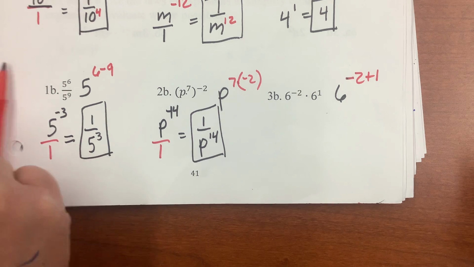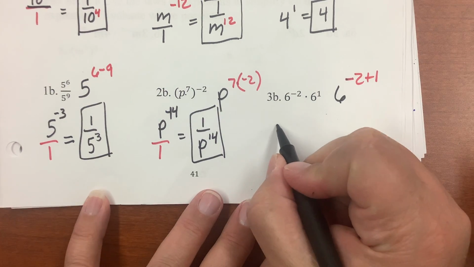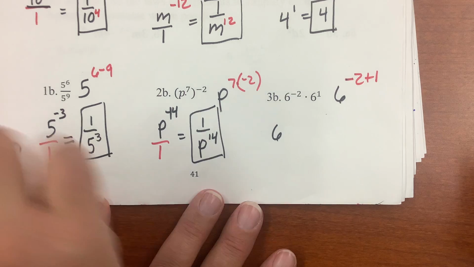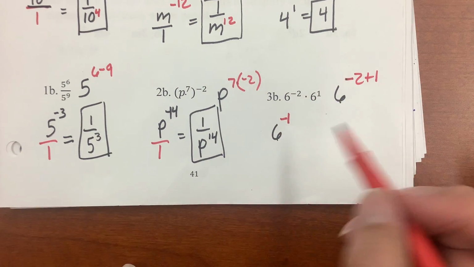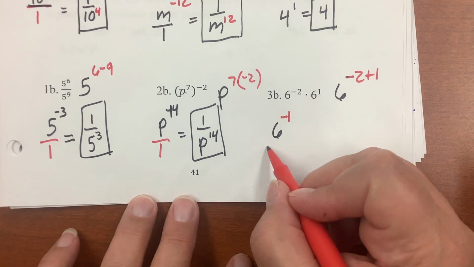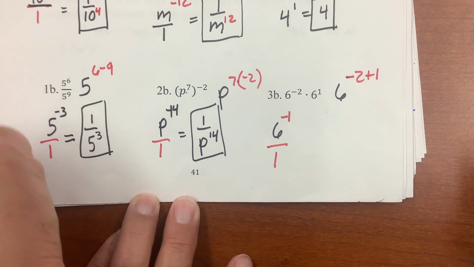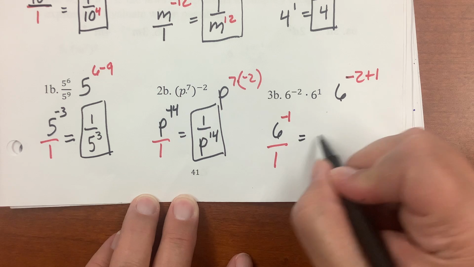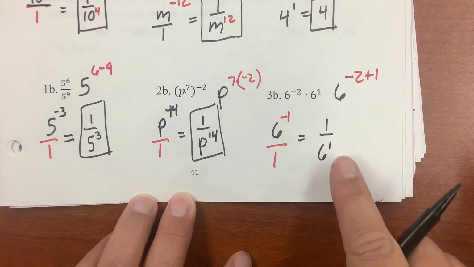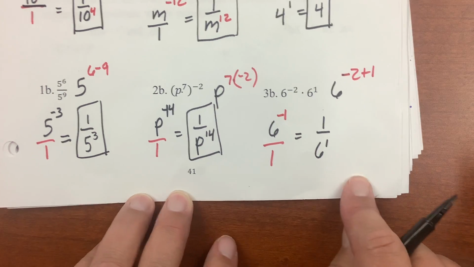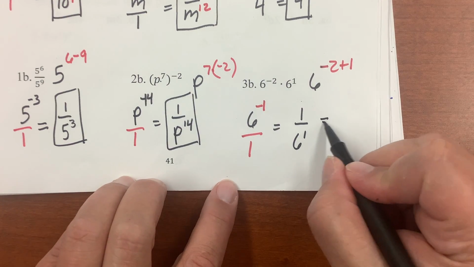So 6 to the negative first power. The 6 is positive, but the exponent is negative 1. Oh, it's got negative. I got to flip for negatives. So I'm going to flip that over and get 1 over 6 to the first power. But you don't have to write that 1. When you have a 1, you don't have to write it. So you just get 1/6.